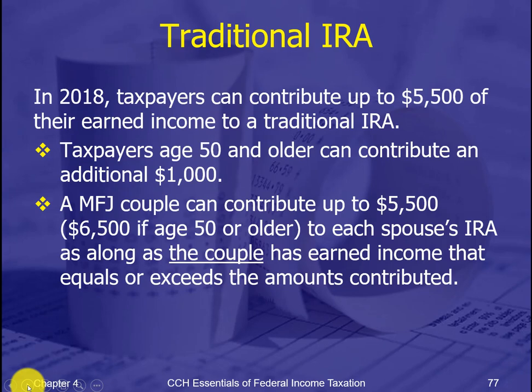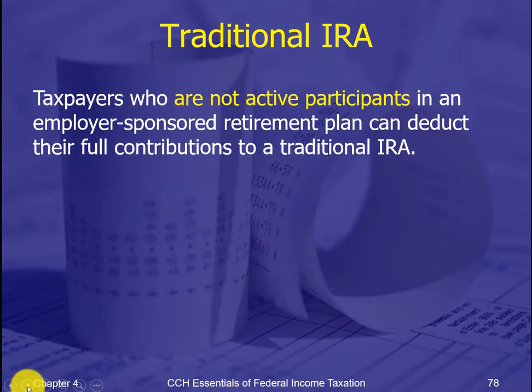Okay? As long as there is earned income, a couple can. So, for instance, if one spouse makes $25,000, the other spouse stays home and doesn't work, or doesn't have any income, full-time student, whatever, they can still make a contribution for both spouses as long as their earned income is more than the amount of the contribution combined.